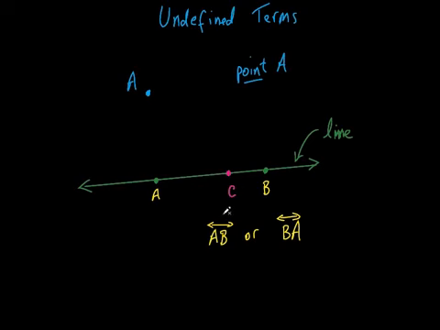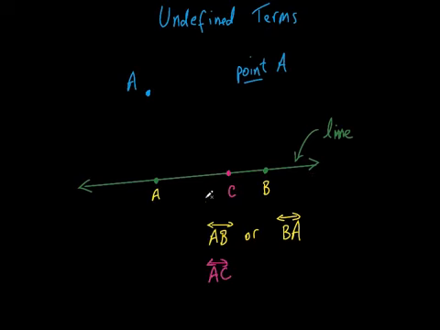So what else could I name this line right here? I could name it AB or BA. That would still be okay. Even though I stuck the C in there, I could still call this line AB or line BA. But there's a couple other options I could call this as well. I could call this line AC, because that's 2 points on this line. I can pick any 2 points on this line.